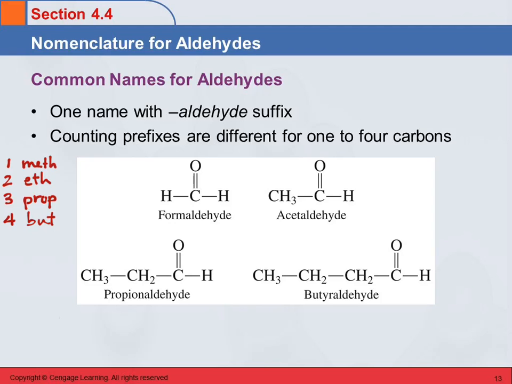Well, for aldehydes and for carboxylic acids, the prefixes are different. And for 1, we've got form. And for 2, we've got acet. And then 3 and 4 are similar, but not quite the same. Propio and butyr.